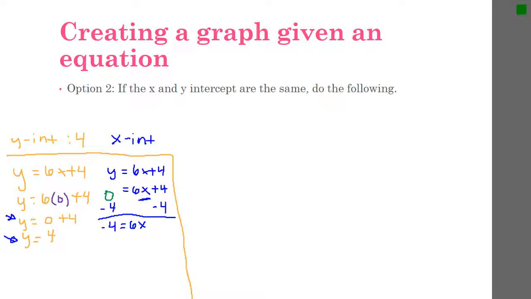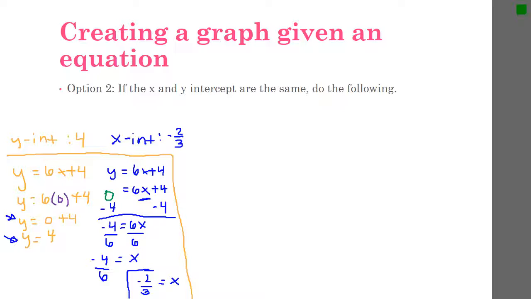Now I have a 6 times an x. Well, I don't want that 6x. I want the x to be all by itself. So I'm going to undo multiplication by using division. And I'm going to divide both sides by 6. So 6x divided by 6 leaves me with x equals negative 4 sixths. And if you want to simplify that, x would equal negative 2 thirds. Okay, so there is how you find your x-intercept. That's going to be negative 2 thirds.